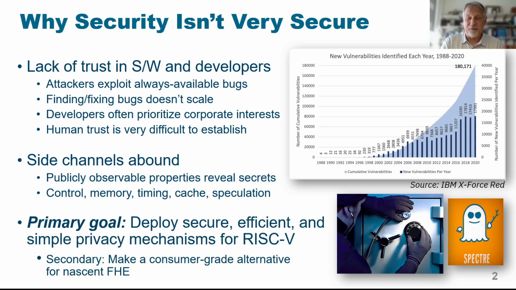So really the goal of Mojo-V is to deploy a highly secure, very efficient, and simple privacy mechanism for RISC-V. As a secondary goal, we want to make a consumer-grade alternative to nascent fully homomorphic encryption. The usage model of Mojo-V is pretty much the same as fully homomorphic encryption, although Mojo-V is a bit easier to program. I'll talk more about the security differences and the performance differences, which are quite vast, later in this short presentation.